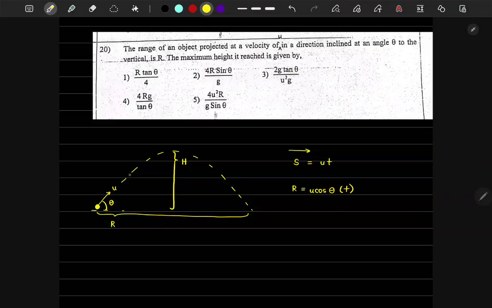Why is it always u cos theta? Because the initial horizontal velocity is u cos theta, and it won't change wherever the position is, because there is no acceleration or deceleration in this direction. Only a deceleration or an acceleration downwards, which is gravitational acceleration. Now, the total time of flight, I'll take it as capital T, is equal to r over u cos theta.